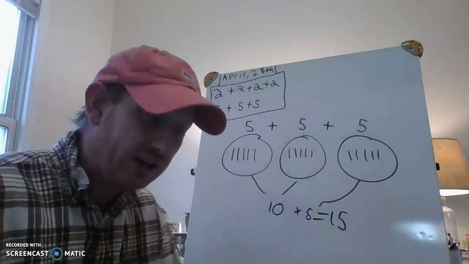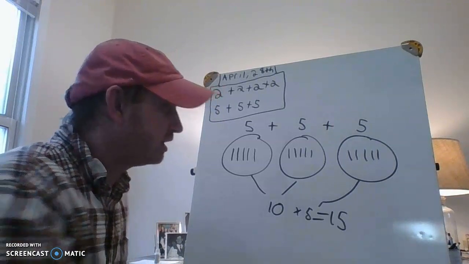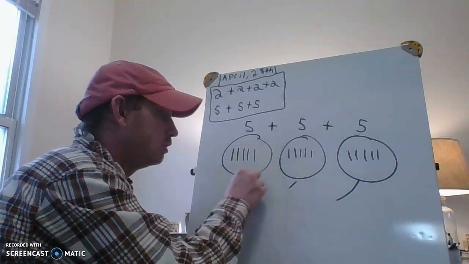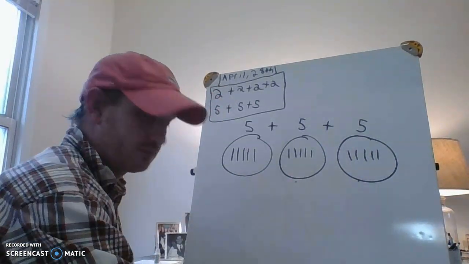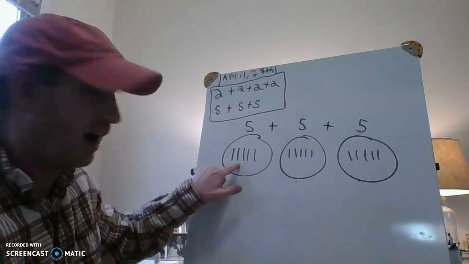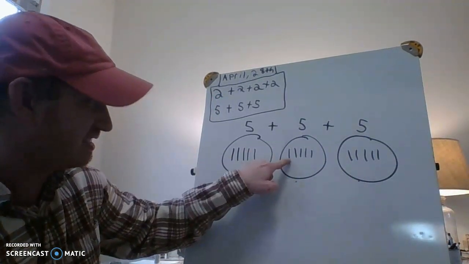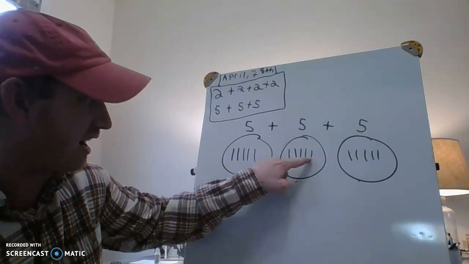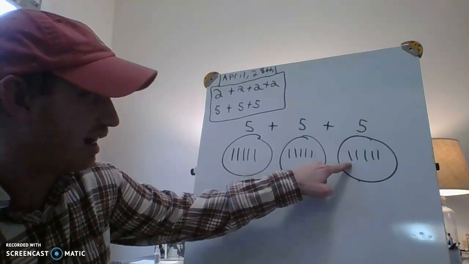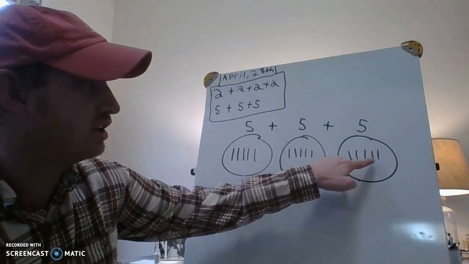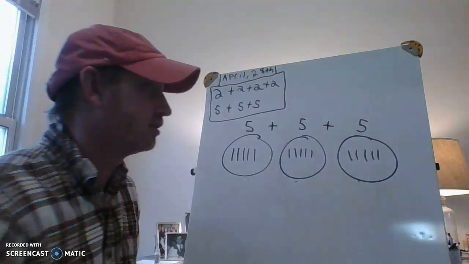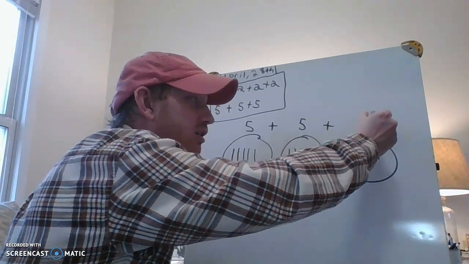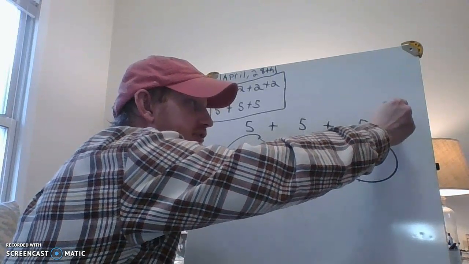Or if you're not quite there yet, and that's okay, you will be, we can count. We start at 5, 6, 7, 8, 9, 10, 11, 12, 13, 14, 15. So either way, our answer comes out to 15.